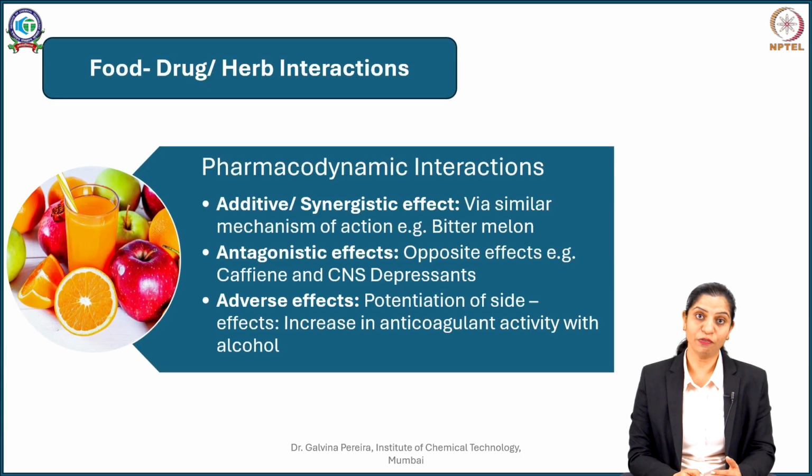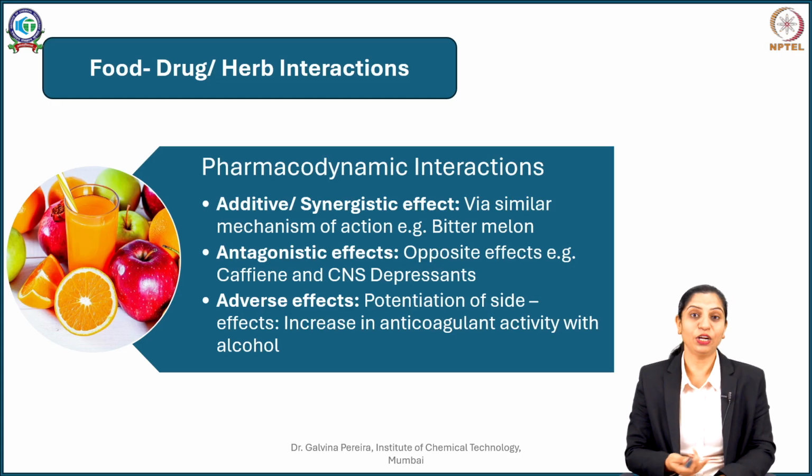Now coming to the pharmacodynamic interactions, sometimes we consume food which has some beneficial activity. Say for example, you are eating karela or bitter melon, or something like methi, that is fenugreek. We know that these substances have a hypoglycemic effect, that is, they are going to decrease your blood sugar level. Now imagine you are also taking a drug which is decreasing your blood sugar level; either the effect will be additive or even synergistic.